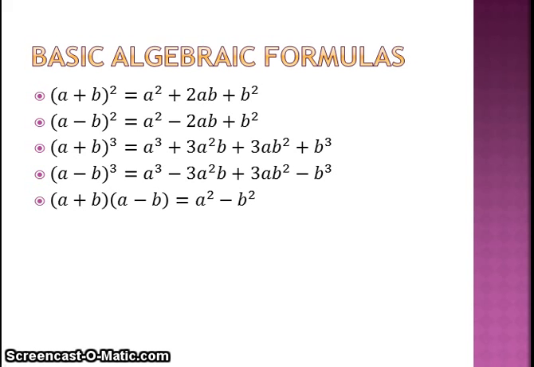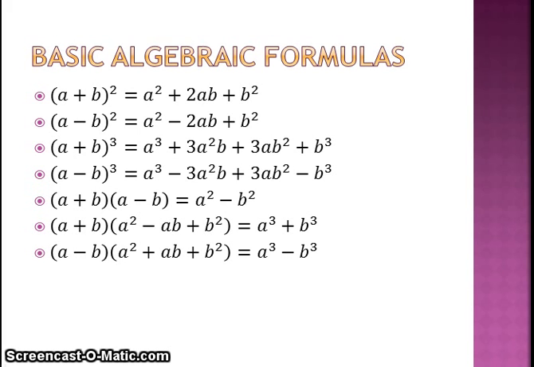Or you may expand a plus b times a minus b, and you will get a squared minus b squared. Or a plus b times a squared minus ab plus b squared is actually a cubed plus b cubed. This formula is more useful for factorization. And the last one is a minus b times a squared plus ab plus b squared, which is a cubed minus b cubed.